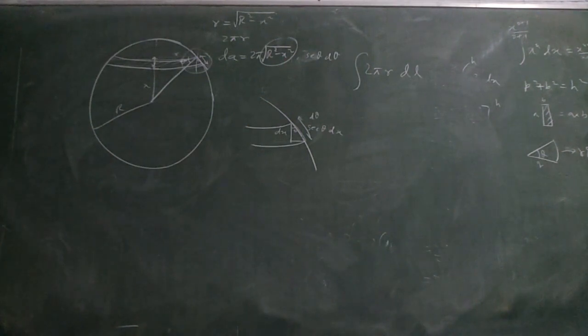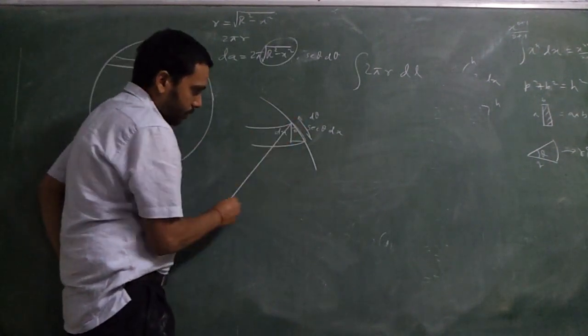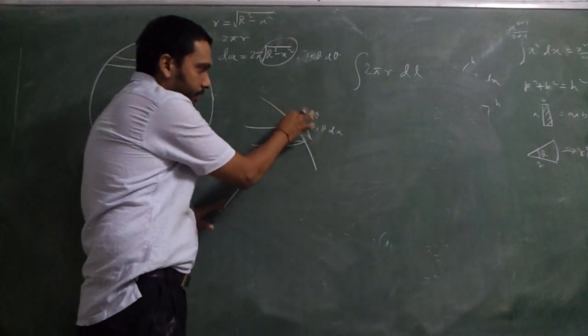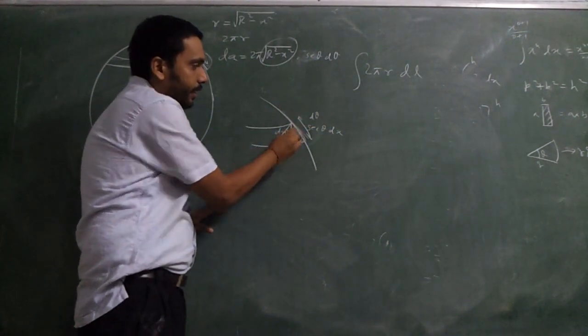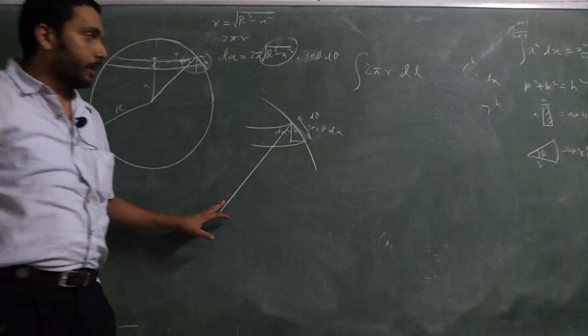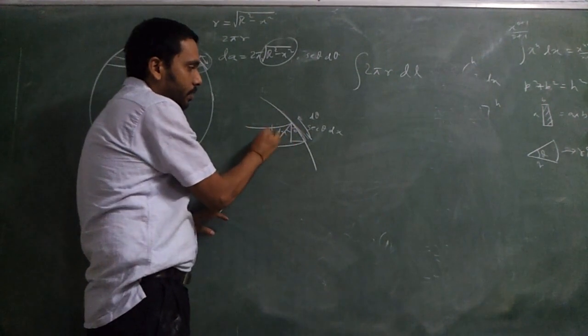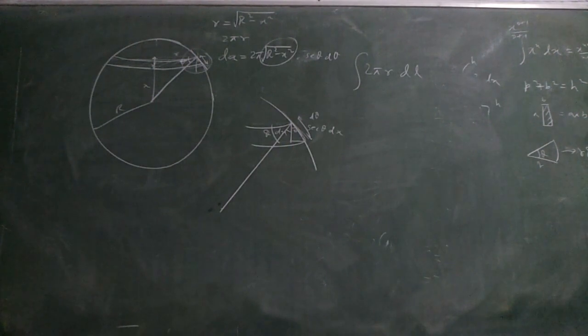Wait, how do you get that other one as theta too? This is the radius. This is the tangent to the radius. This total angle is 90 degrees. This angle is theta, so this angle is how much? 90 minus theta. This angle is also totally 90 degrees. So this angle is how much? Theta. Right? Any doubt about this?